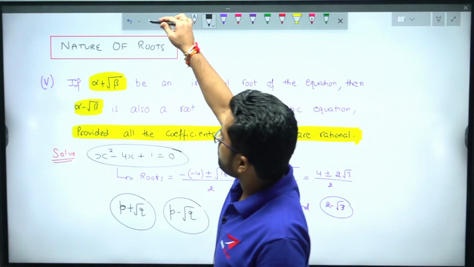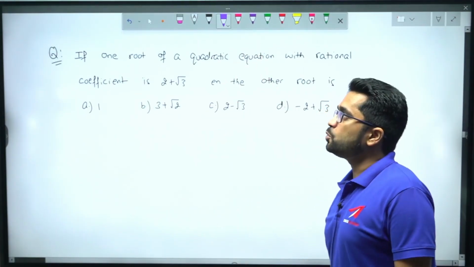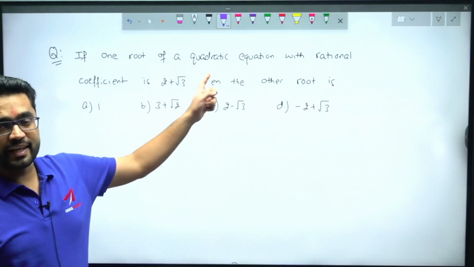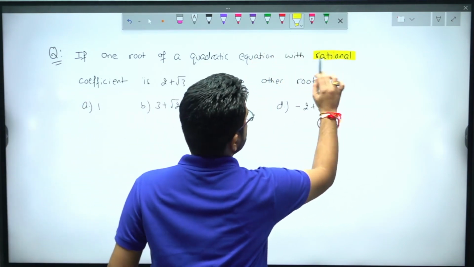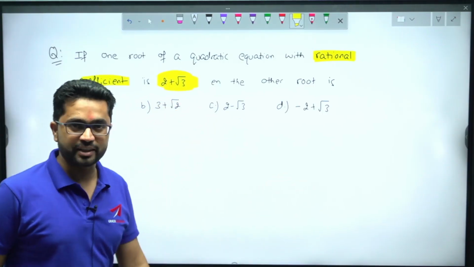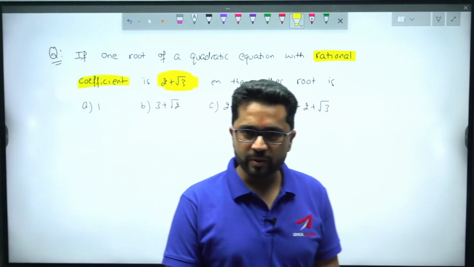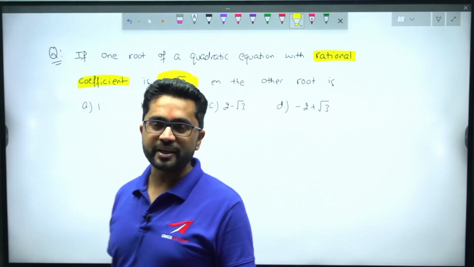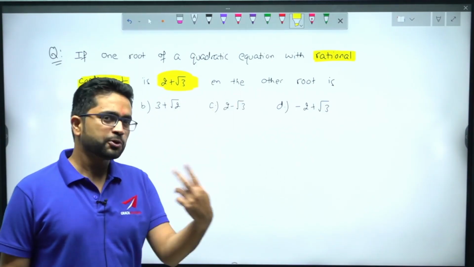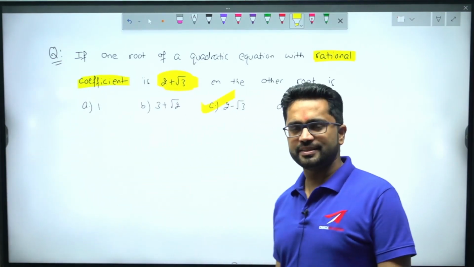Let's have a very quick question on this particular variety. If one root of the quadratic equation with rational coefficients is 2 plus root 3, just like the previous example that we had, then the other one would be, since the coefficients are rational, 2 minus root 3. It is the exact opposite pair of that: 2 plus root 3, 2 minus root 3. So which option is there? Yes, option C. That's a very easy one.